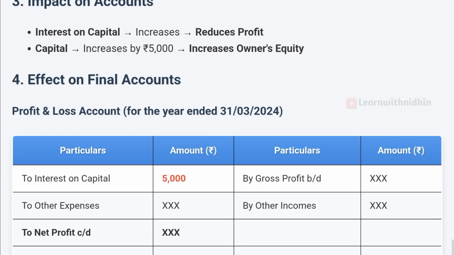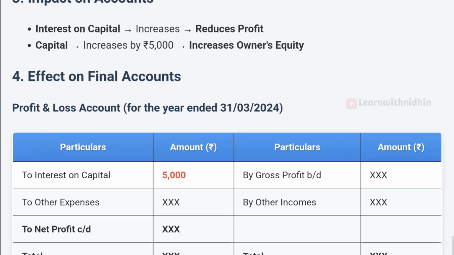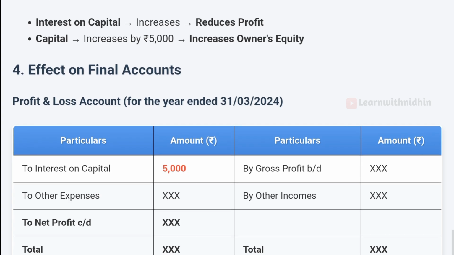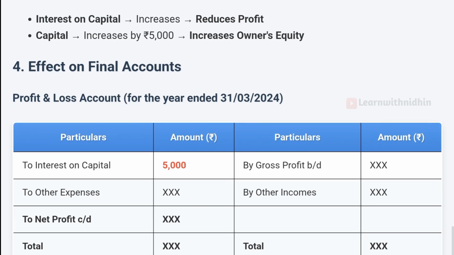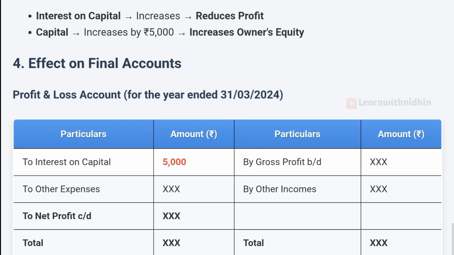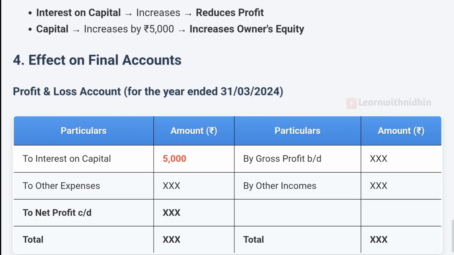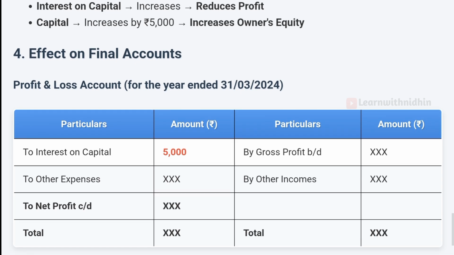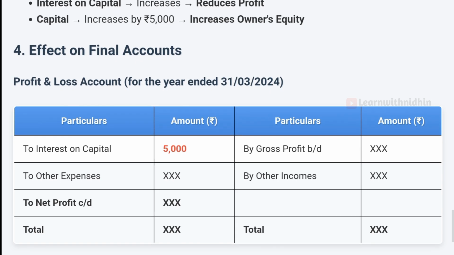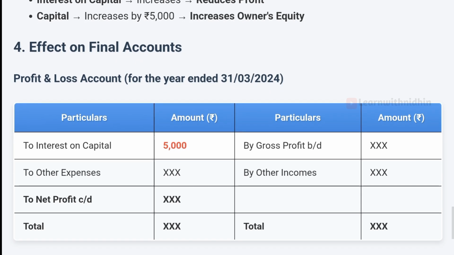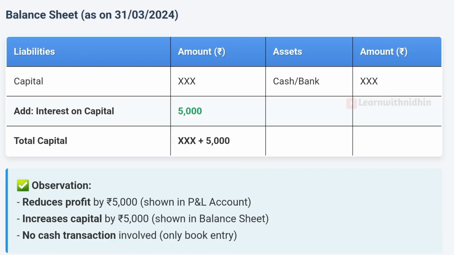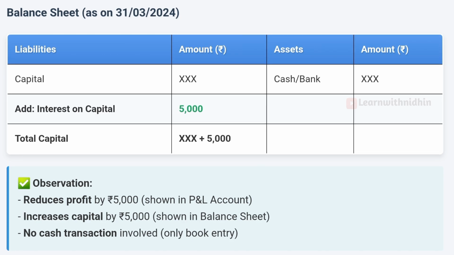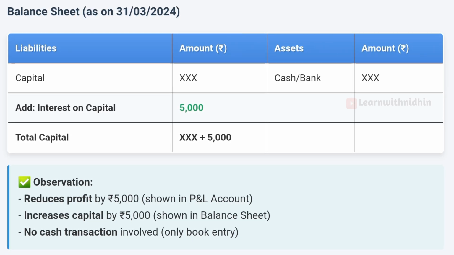4. Effect on final accounts. Let's see where this appears in the financial statements. Profit and loss account for the year ended 31st March 2024. Under expenses, we add interest on capital of 5,000 rupees, reducing the net profit. Moving to the balance sheet. Balance sheet, as on 31st March 2024. Under liabilities, the capital account now has an extra 5,000 rupees, thanks to the interest added.